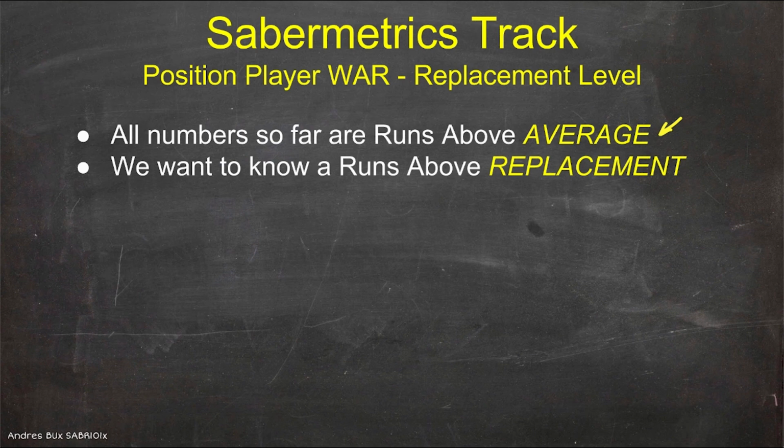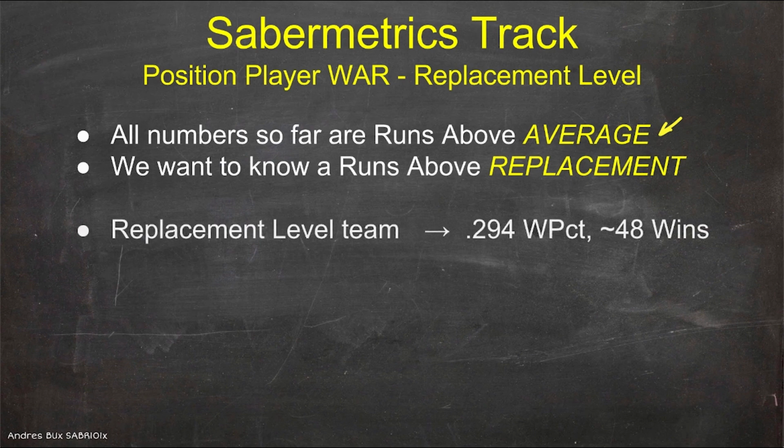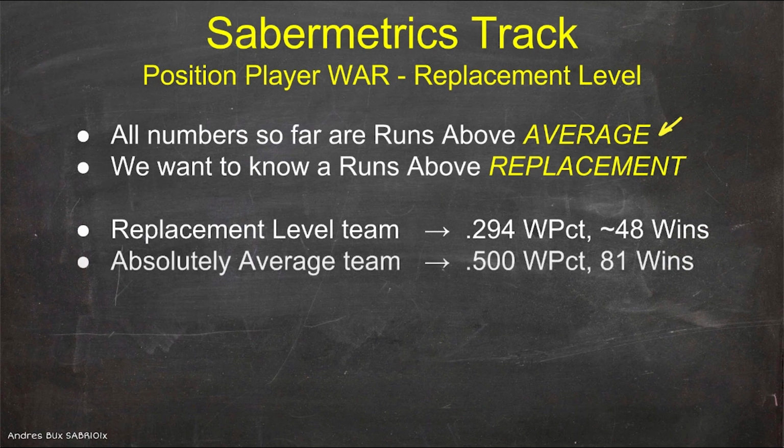One way to think about this concept of average versus replacement: when we talk about a replacement level team, if they played in the major leagues, they expect to get about 48 wins. But when we talk about the average team, we expect that average team to get 81 wins. And hopefully you can appreciate the real difference here between these two kinds of teams, the replacement level team versus the average team, and how different a team they really are.